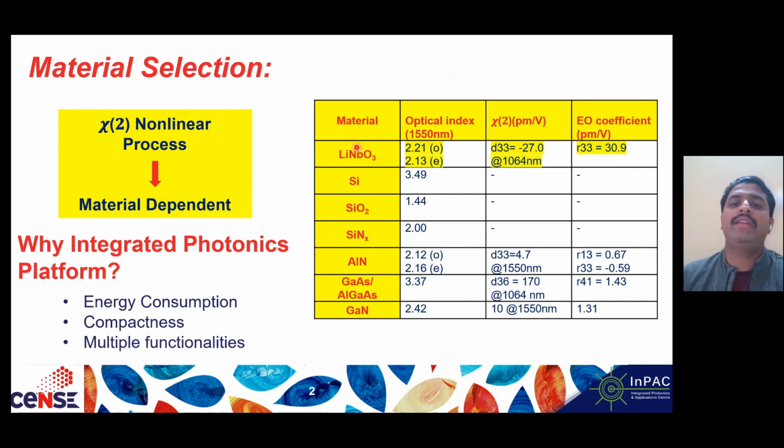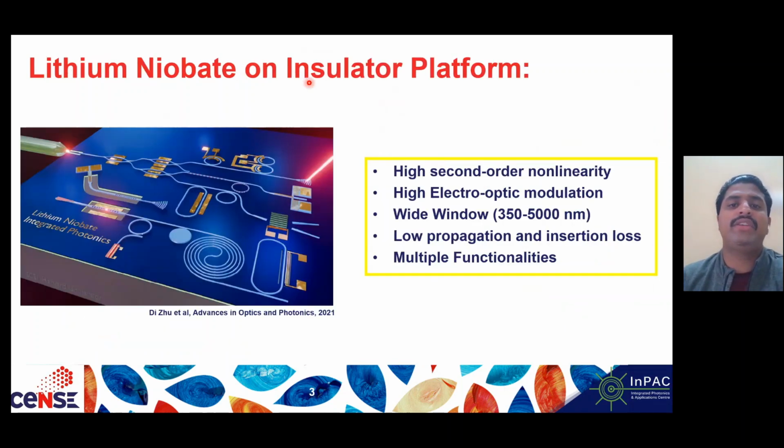Among those, lithium niobate based platforms are the matured ones, and they possess really good χ2 properties and many other properties, like we can achieve electro-optic modulation by using the same material. This leads us to select lithium niobate based devices for our application. So we chose the lithium niobate on insulator platform for our work.